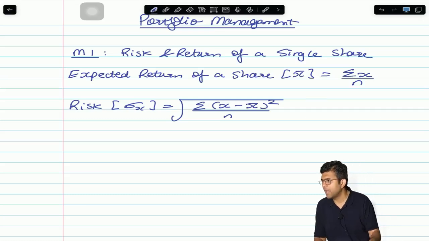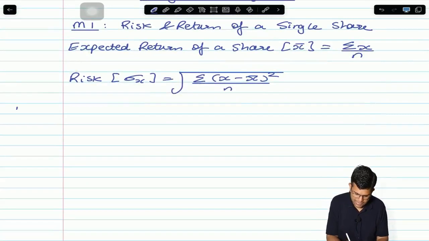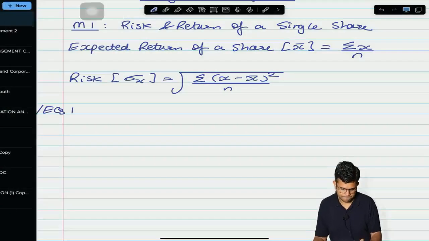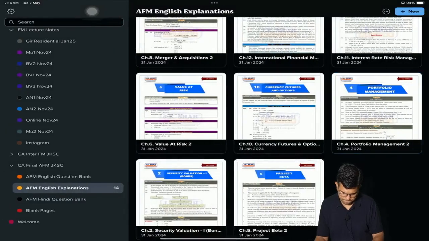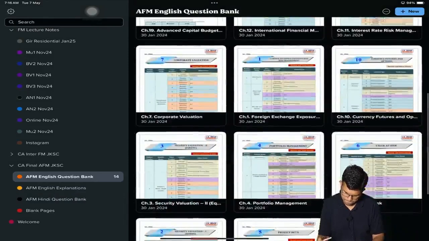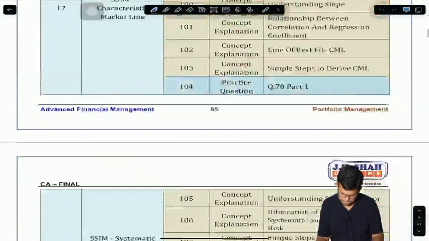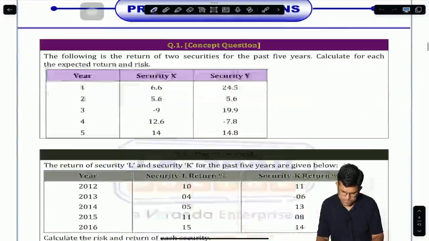Ready? I'll explain this through one extra question. So write down example / extra question 1. Please copy this question.